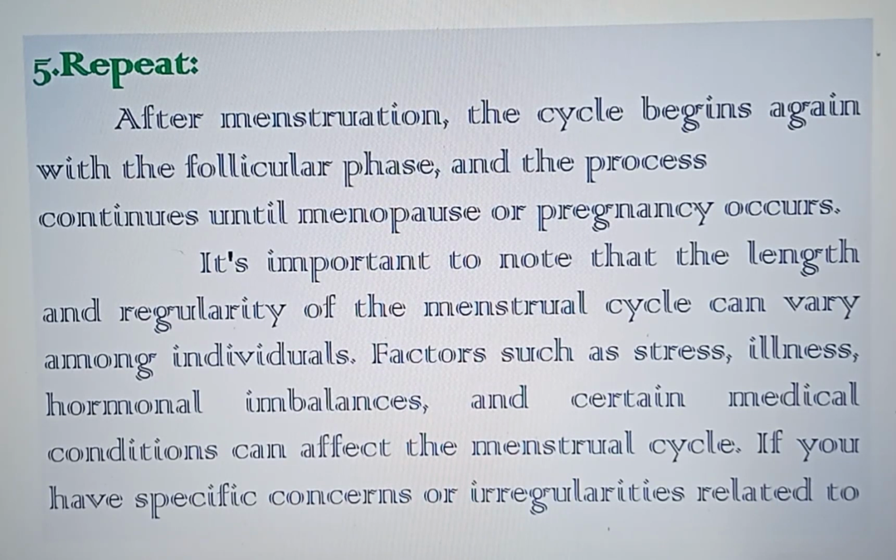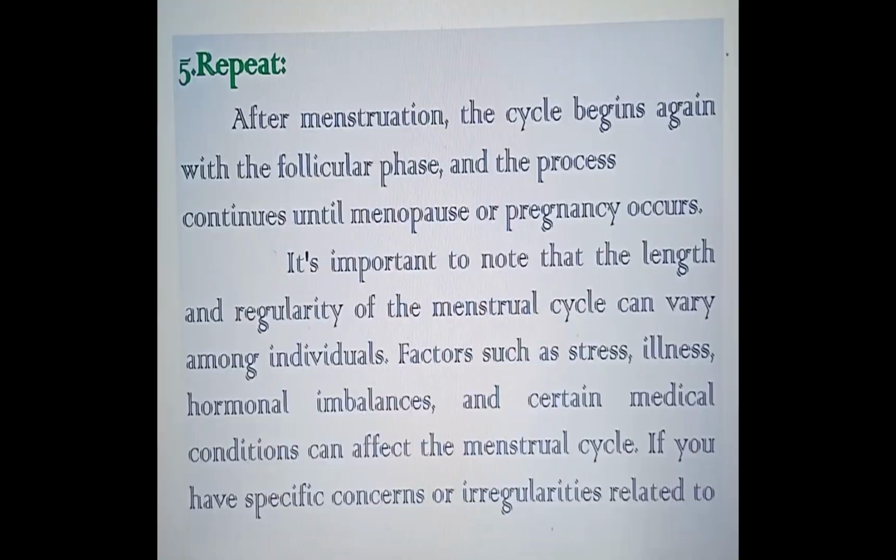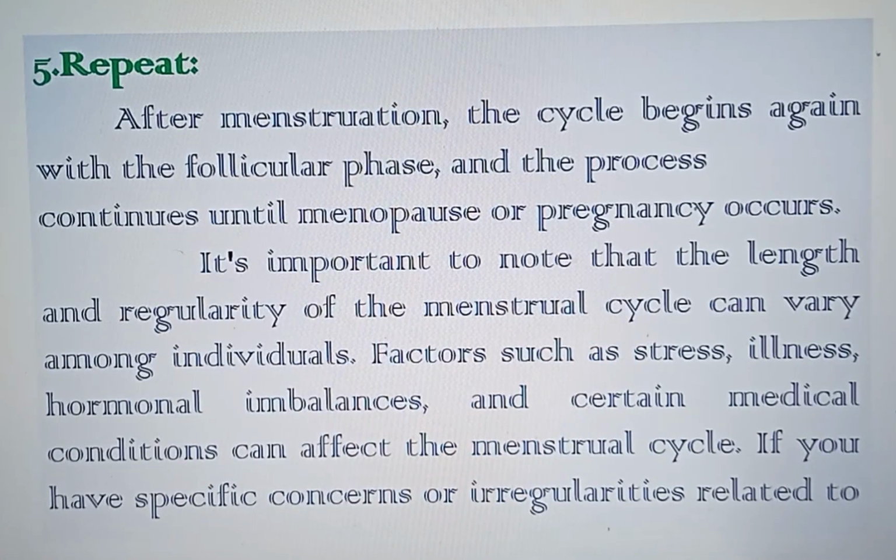Repeat. After menstruation, the cycle begins again with the follicular phase, and the process continues until menopause or pregnancy occurs. It's important to note that the length and regularity of the menstrual cycle can vary among individuals. Factors such as stress, illness, hormonal imbalance, and certain medical conditions can affect the menstrual cycle.